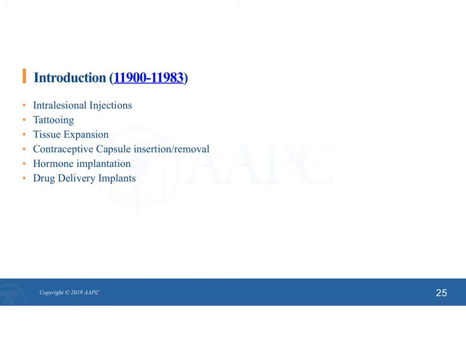Codes 11981 to 11983 are codes for the insertion and/or removal of drug delivery implants. The implants are used to deliver a therapeutic dose of a drug continuously at a predetermined rate of release. Various types of medications for various indications may be used.